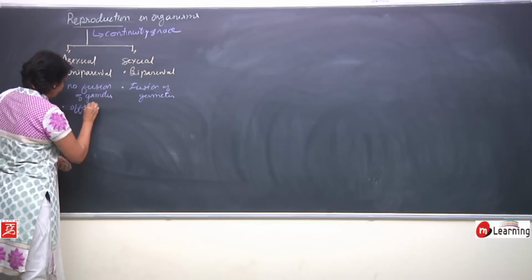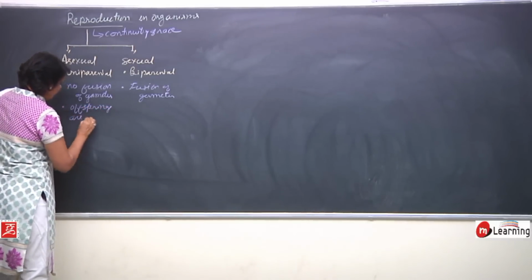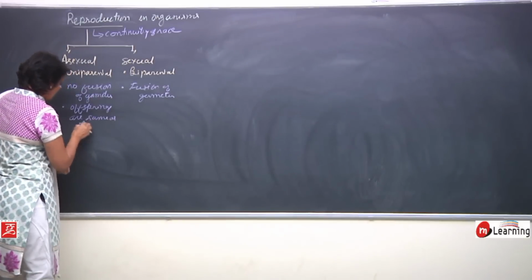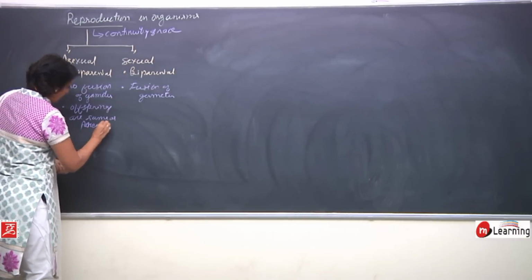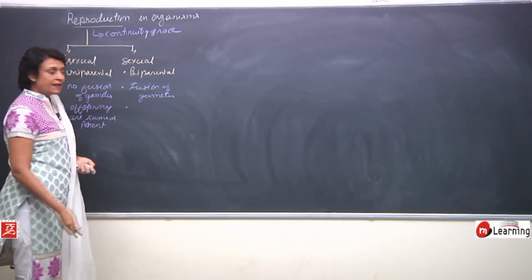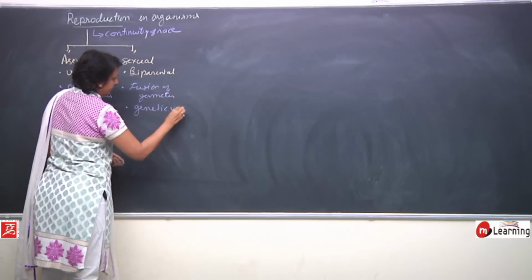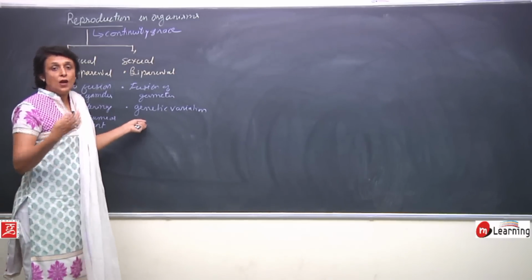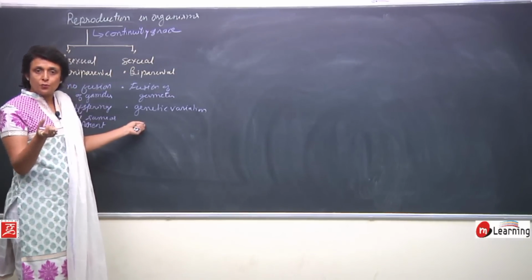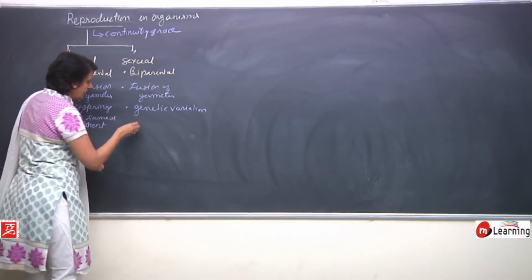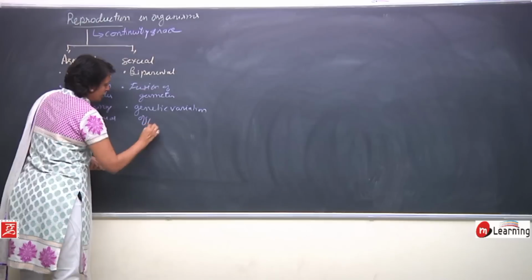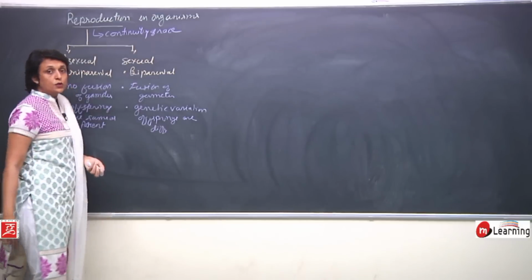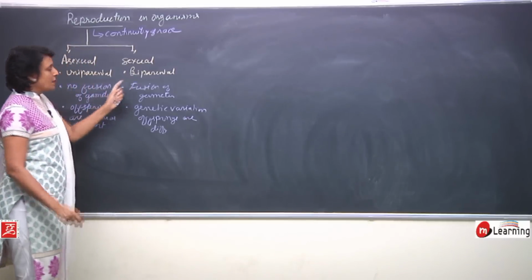So offsprings are same as parents, or that single parent which is performing this process. Whereas in sexual reproduction, there is genetic variation and the offsprings have characteristics of both the parents, and a combination is also possible, 50-50, 60-40, or even variable. So genetic variation, and the offsprings are different in the sense of the characteristics. So these are basic differences.